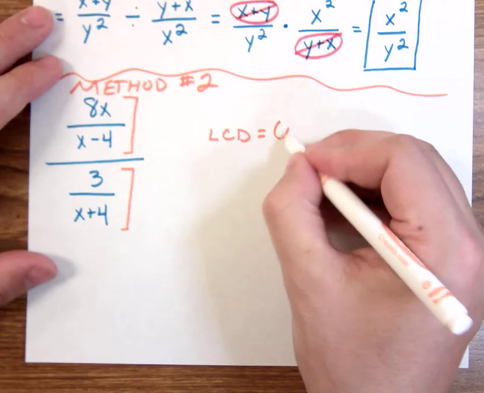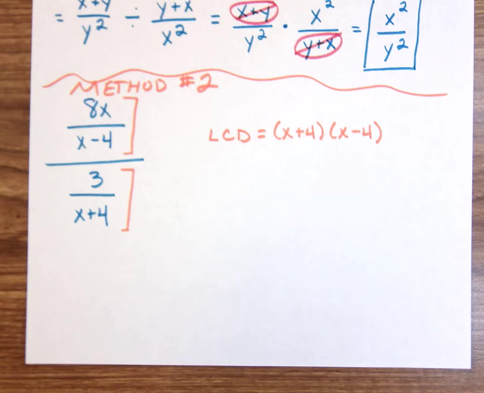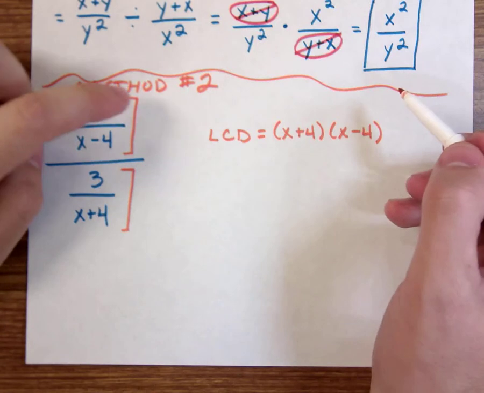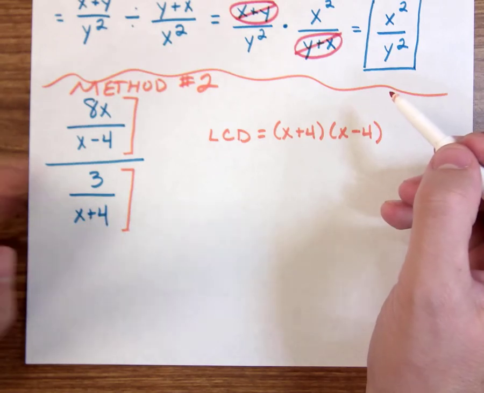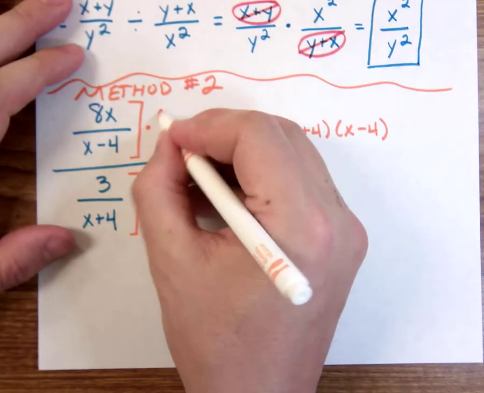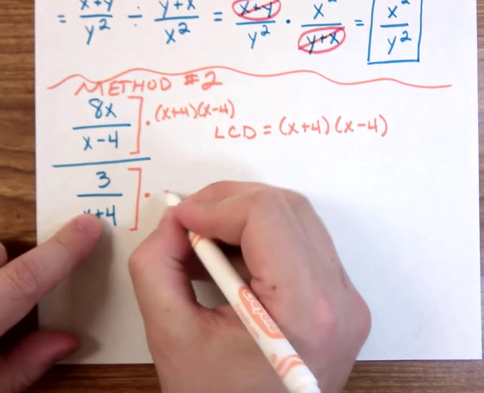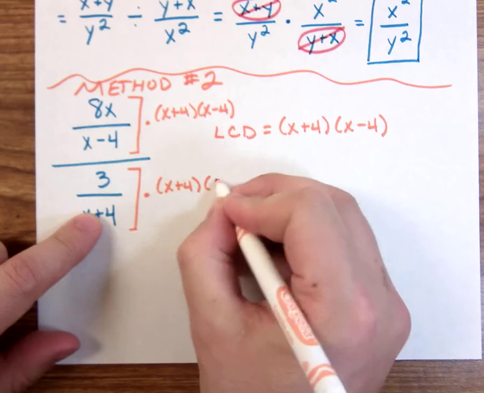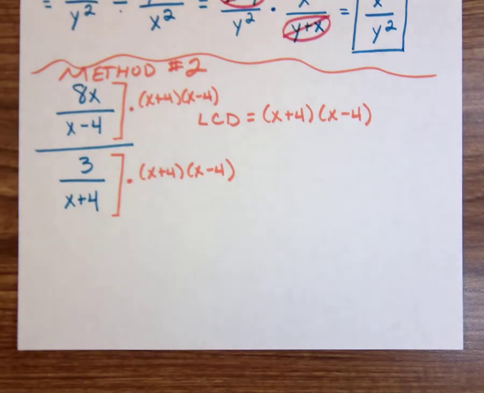X plus 4, x minus 4. That's the lowest common denominator, right? Okay, here's what we're going to do. I am going to multiply this and this by whatever it takes to give me this lowest common denominator, okay? Here's what I mean. I'm going to multiply the top by x plus 4, x minus 4. And I'm going to multiply the bottom by x plus 4, x minus 4. I'm going to multiply both by the lowest common denominator.